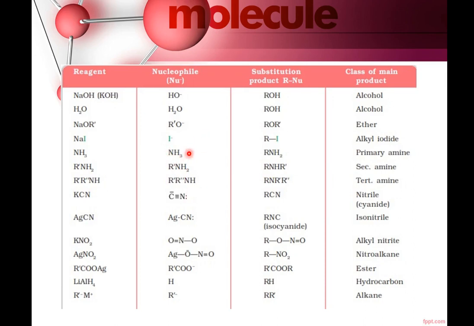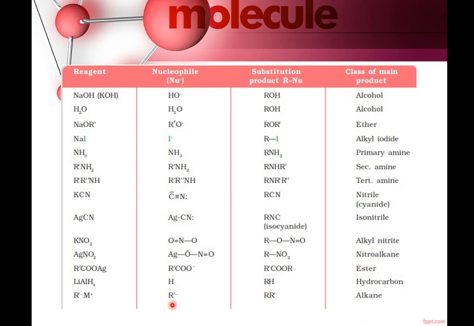Here it is written NH3 because basically lone pair of electrons act as a nucleophile here also and here also. Similarly with KCN and AgCN also, this CN group is a nucleophile. Then KNO2, AgNO2, NO2 group is a nucleophile. With RCOOAg, RCOO group is a nucleophile. From lithium aluminium hydride, H is a nucleophile, and from metal alkyls, alkyl group is a nucleophile.